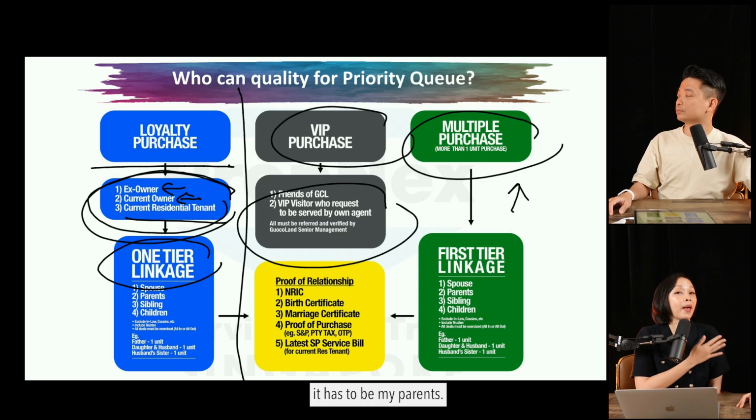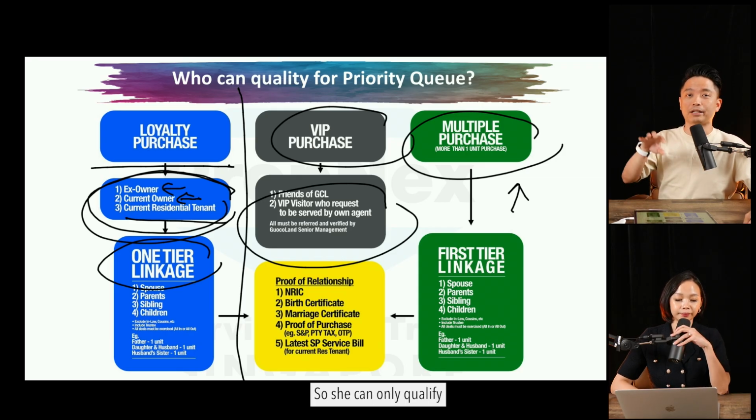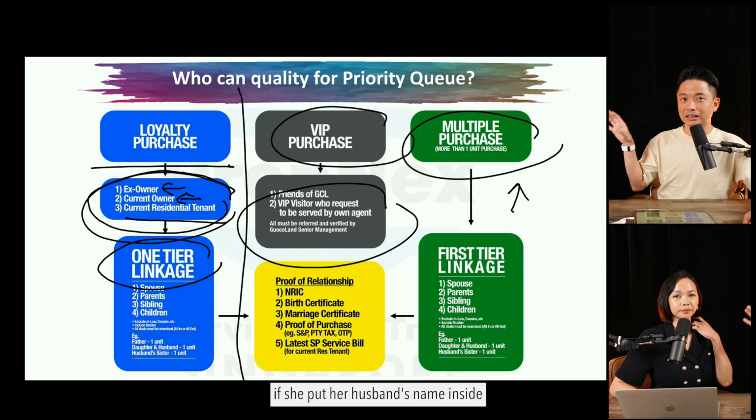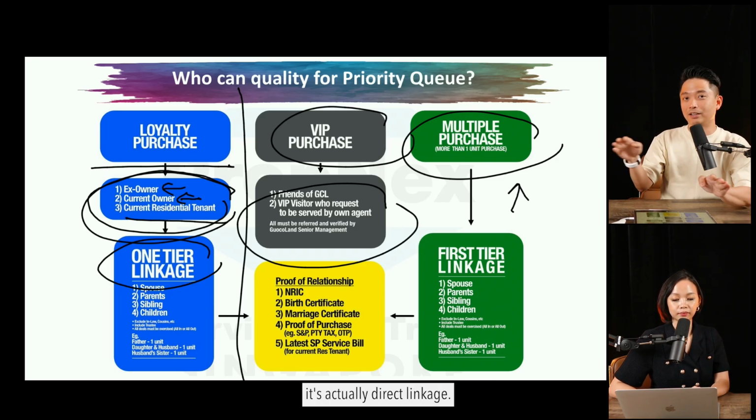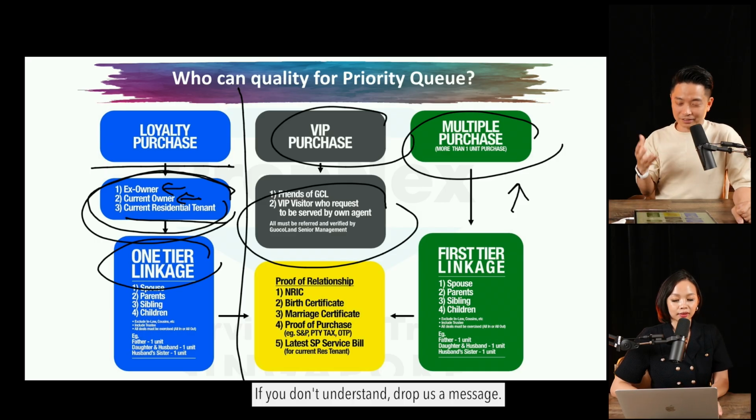It has to be my parents. Yes, okay, correct. So she can only qualify if she puts her husband's name inside and co-owns the property. Yes, then she will qualify, because for the in-law, it's actually a direct linkage. If you don't understand, drop us a message.